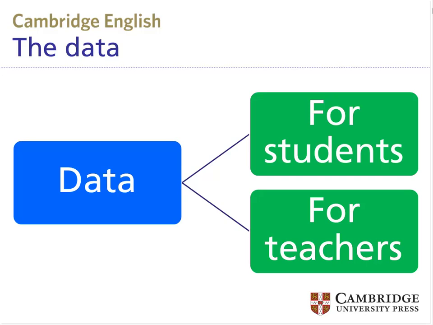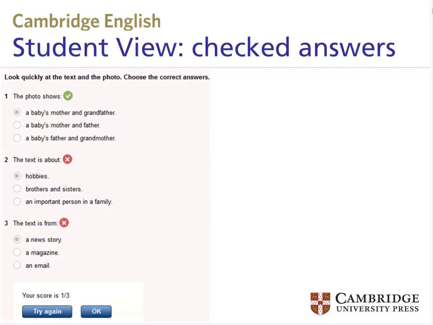So if we have a look at some of the things that students can see, now these are examples again from the Cambridge LMS, as I mentioned. So they're really just very simple things. So on this page that we can see here, on the left-hand side, we have 3 questions. One is correct, one is wrong, and one is wrong. So from the student's point of view, we can see checked answers.